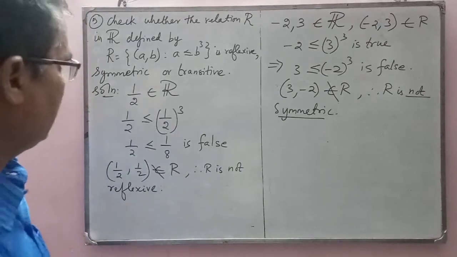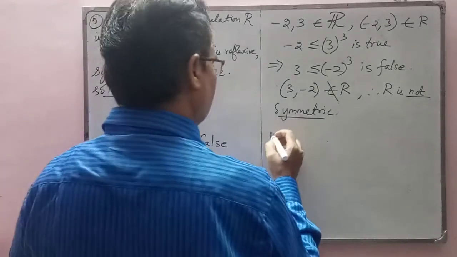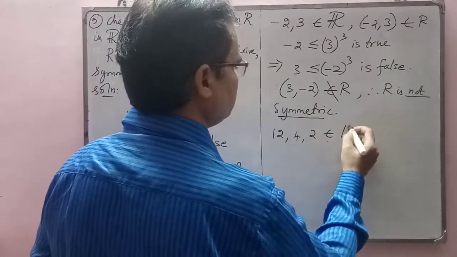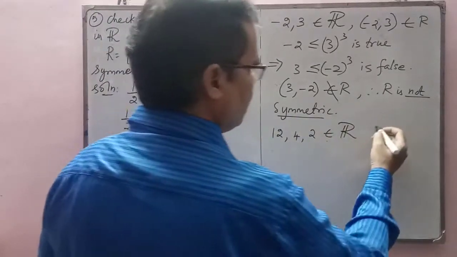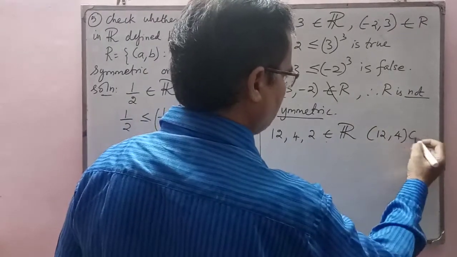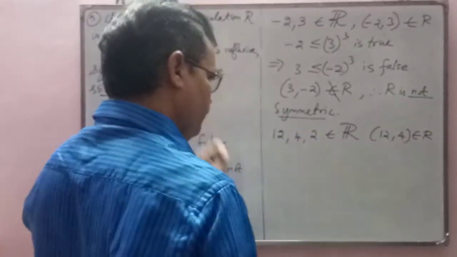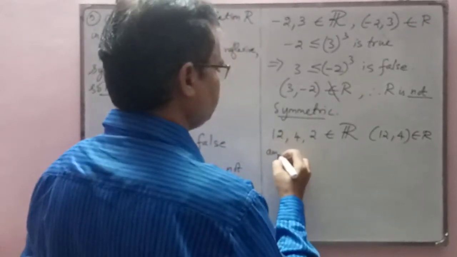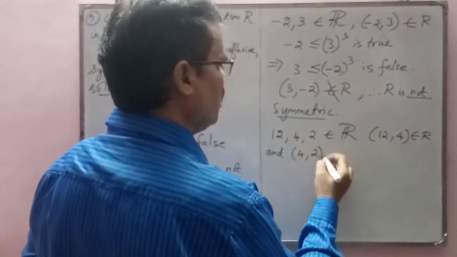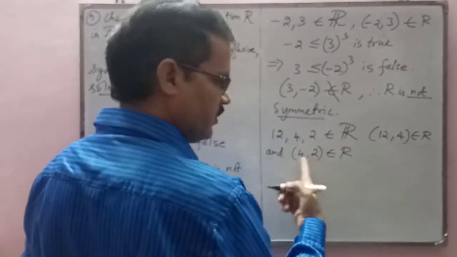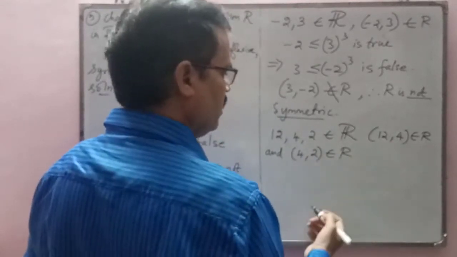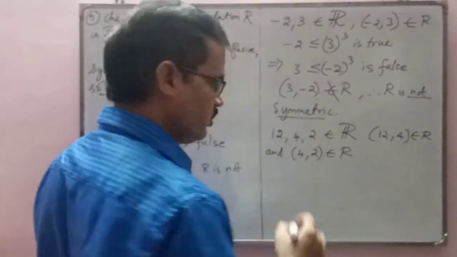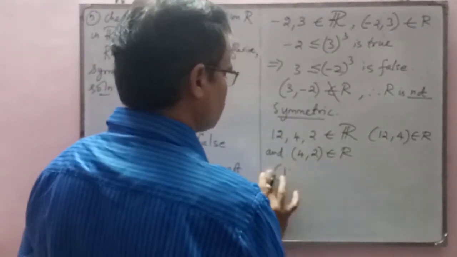Now we will go for transitive. I have taken 3 numbers, 12, 4 and 2, belonging to the real number set. I know (12, 4) belongs to R because 4 cube is 64 and 12 is less than 64. And (4, 2) belongs to R because 2 cube is 8 and 4 is less than 8. Now you should tell me whether (12, 2) belongs to R.